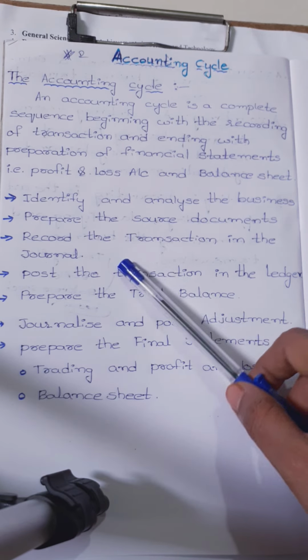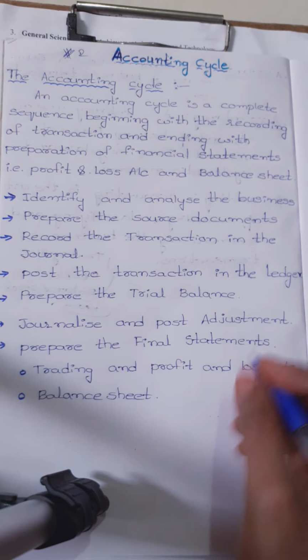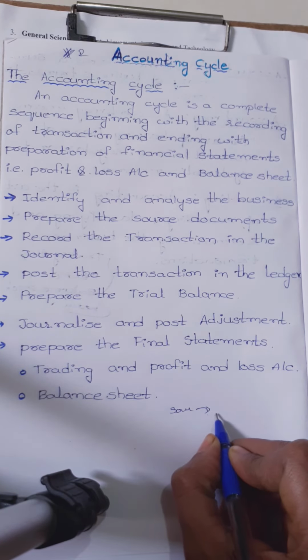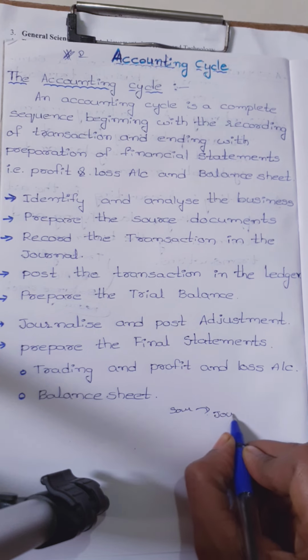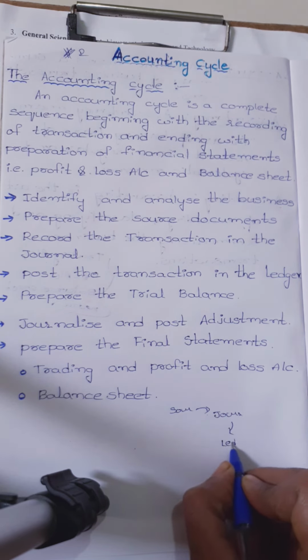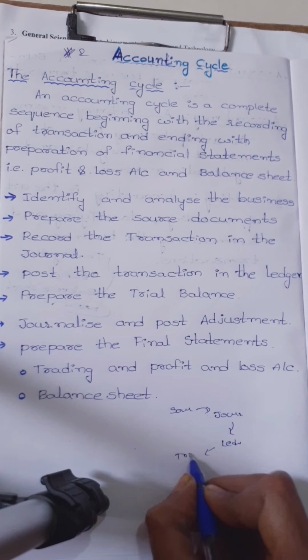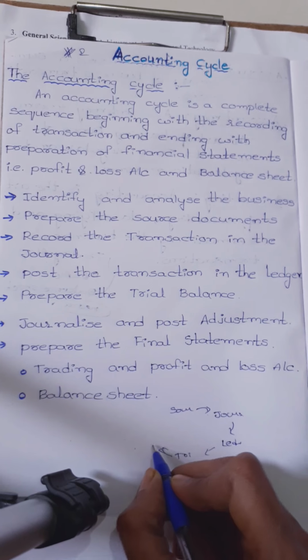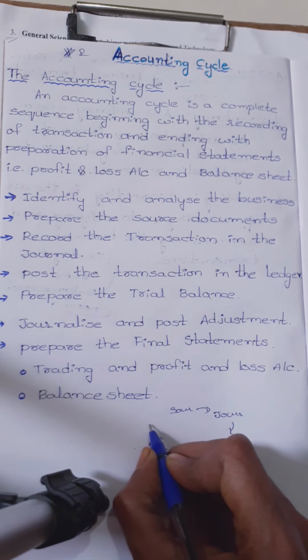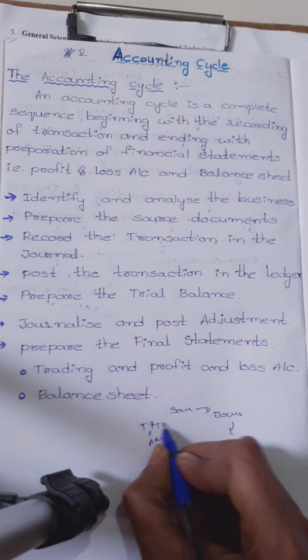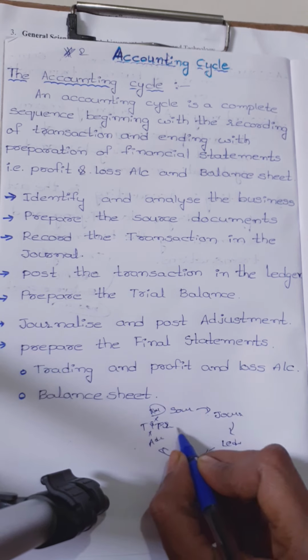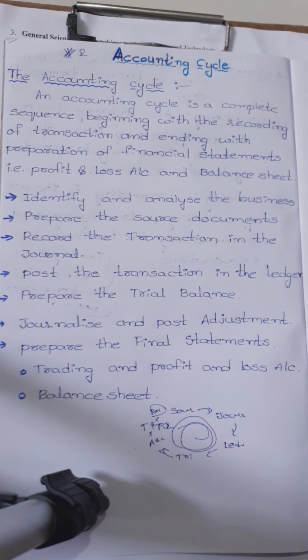What does the accounting cycle involve? Okay, with the source documents we are preparing journal entries, for that ledgers, then trial balance, then after preparing trial balance we are doing adjustment entries, then final statements, meaning trading and profit and loss account and balance sheets. This is our accounting cycle.